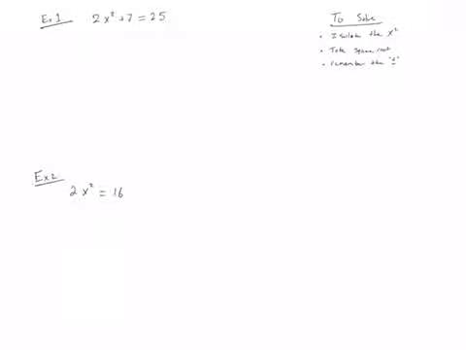Alright, so that being said, let's see about solving these. To solve them, the first thing you want to do is isolate that x squared. So I'm going to subtract 7 from both sides. So on the left I'm going to have 2x squared is equal to 18. And again I'm trying to get that x squared by itself, so I'm going to divide by 2 because those are multiplying. So I get x squared is equal to 9.